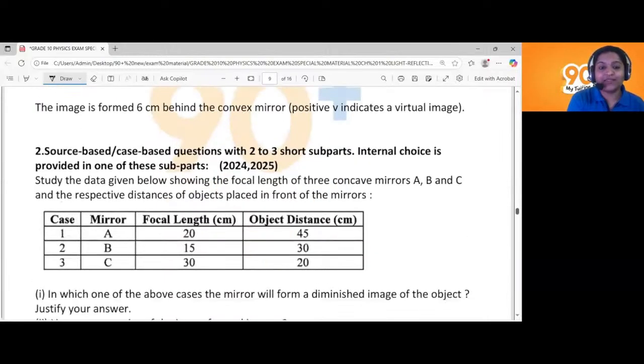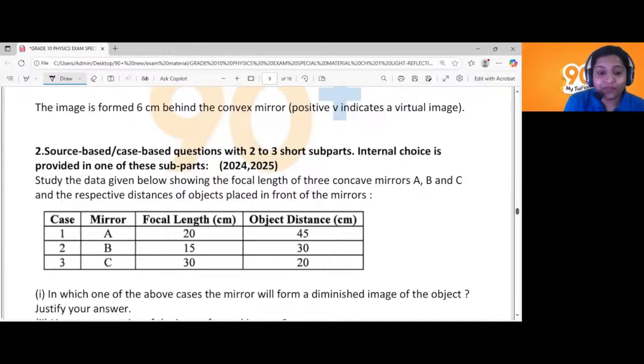Okay, next is source-based or case-based questions. We can see that these kinds of questions are repeated. 2024 and 2025, they got the same kind of question. Okay. So a data table is given. From there, we have to analyze and answer the questions based on that data. Okay. So let's see the table.